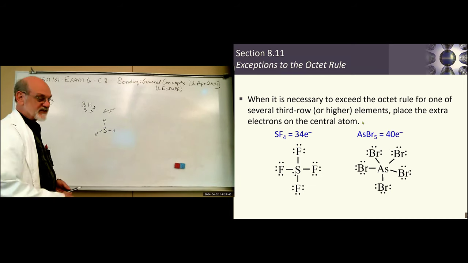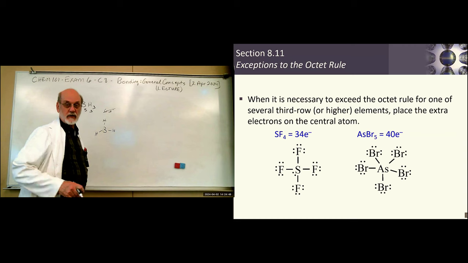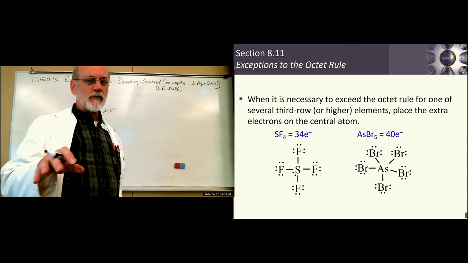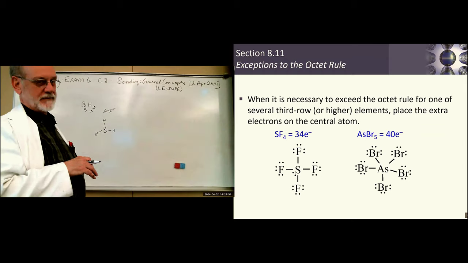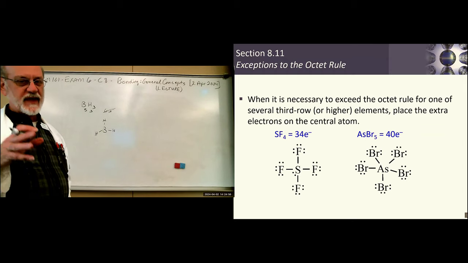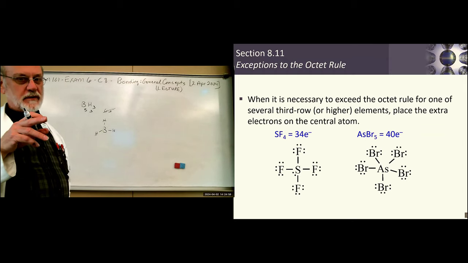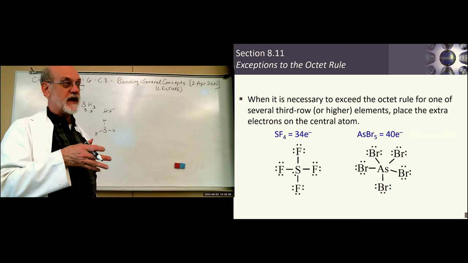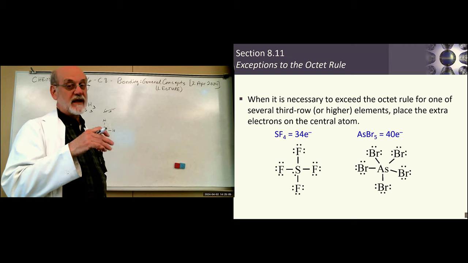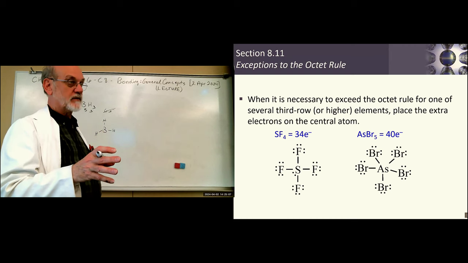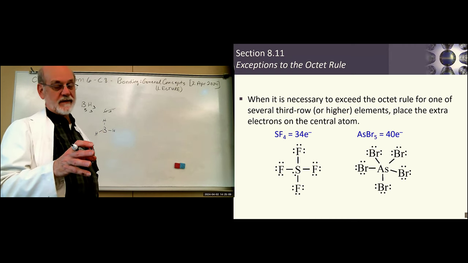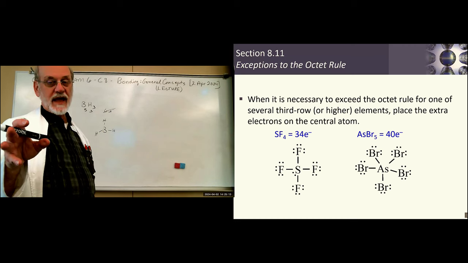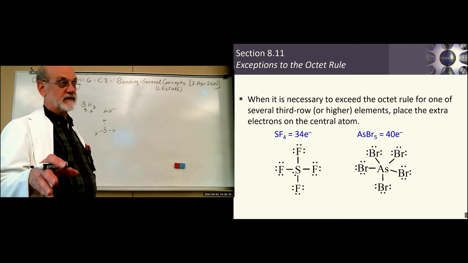We can also exceed the octet, right? Here are 2 examples. If we drew sulfur tetrafluoride, we would find out that that central sulfur, in order to accommodate all the valence electrons, has to have 2, 4, 6, 8, 10, has to have 10 electrons on it. And the arsenic in arsenic pentabromide has to have 10 in the bonds around it.